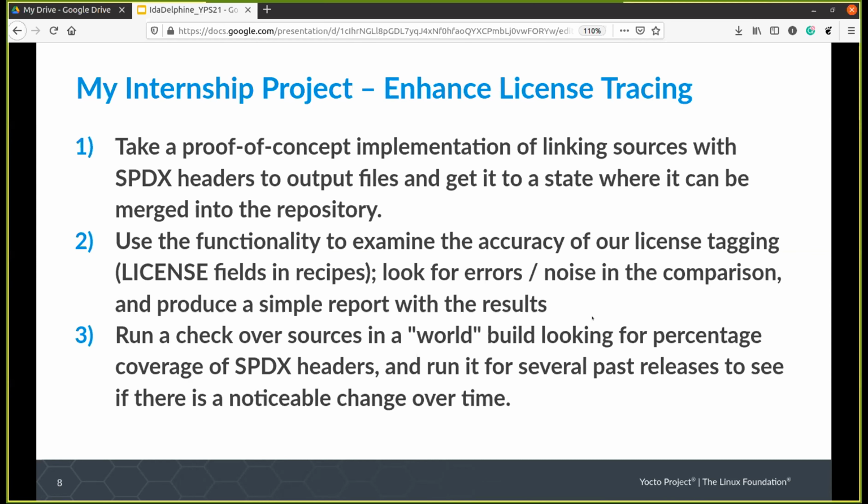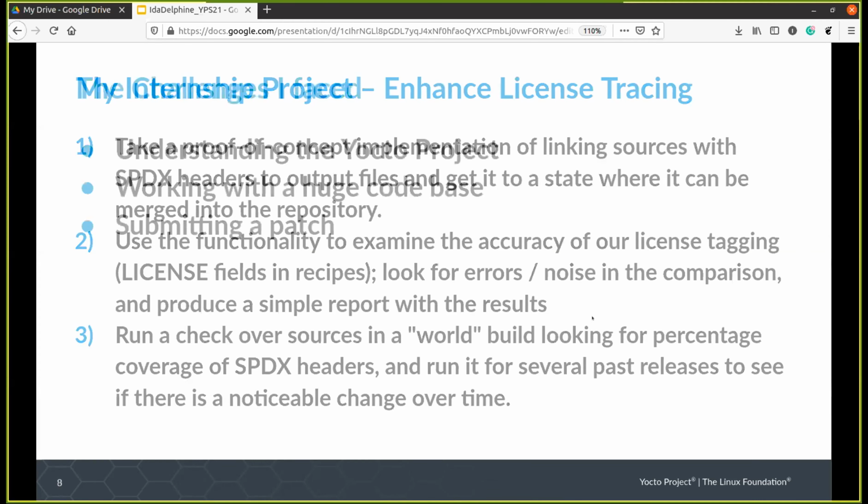Then the percentage dropped for Dunfell, and it later increased when it came to Gatesgarth. So it was really interesting, and the whole internship experience taught me so much. Like, it taught me a whole lot.